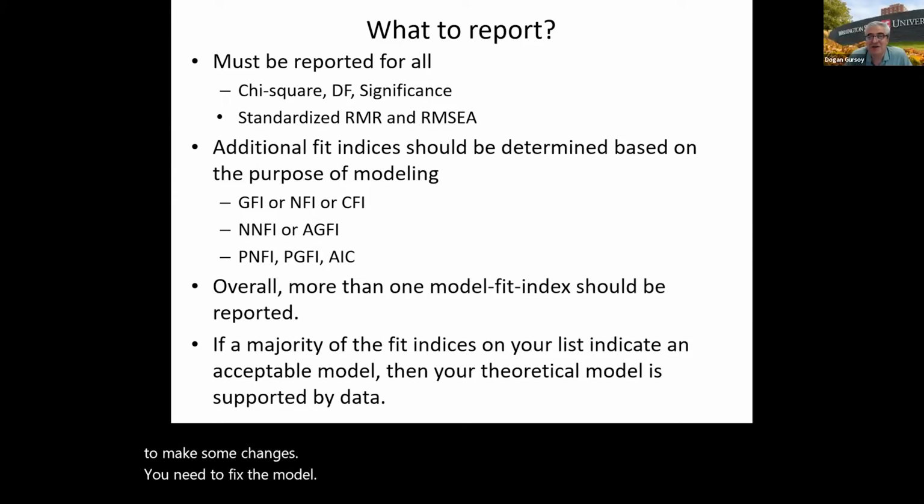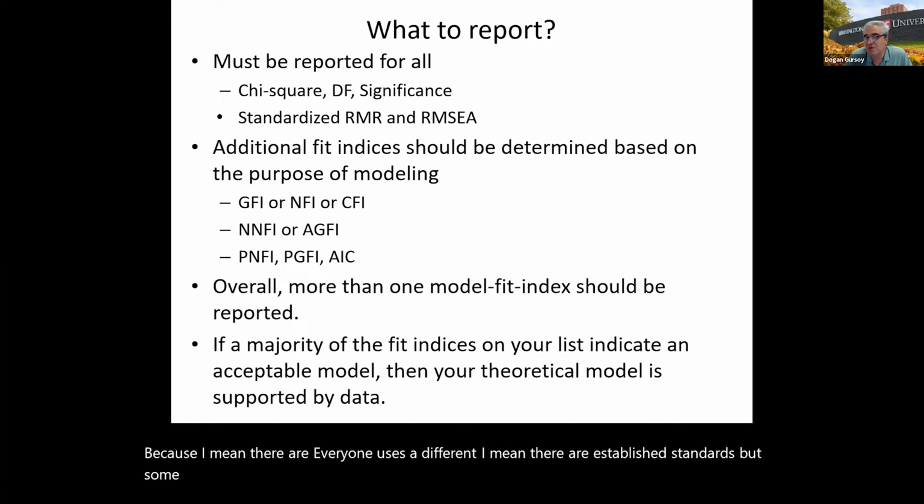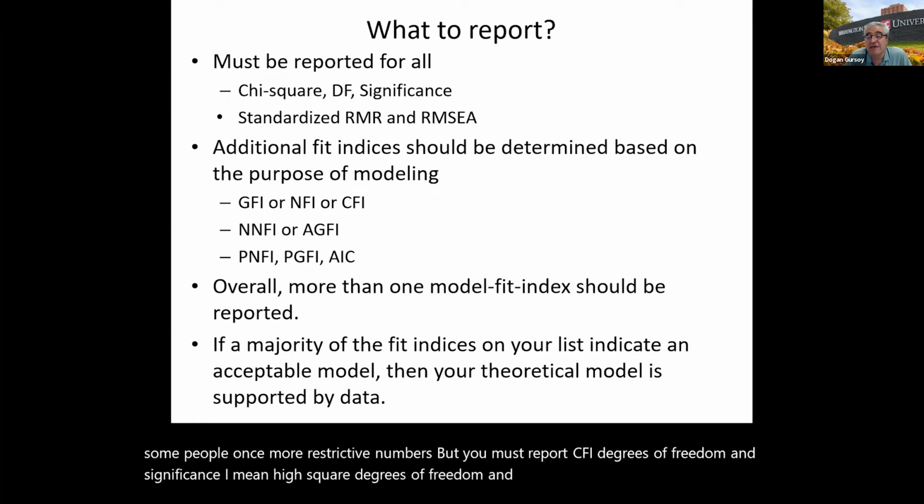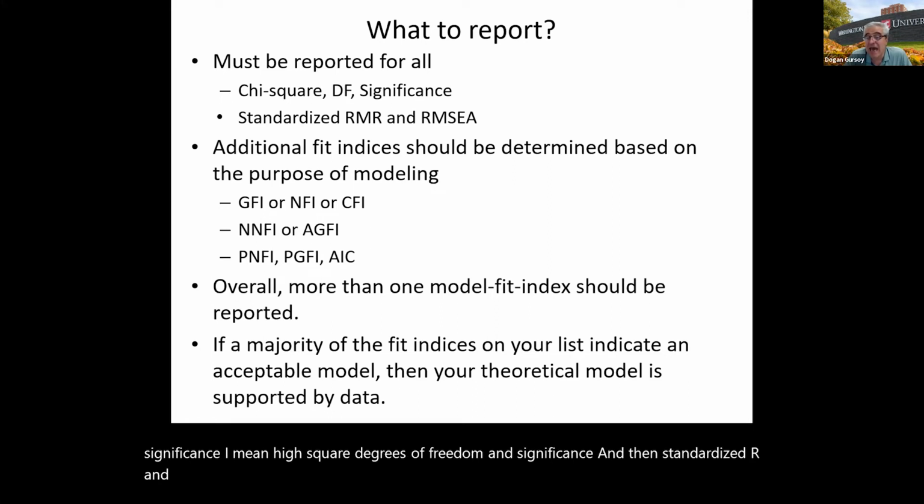Because everyone uses different standards. There are established standards, but some people want more restrictive numbers. But you must report chi-square, degrees of freedom and significance. And then standardized RMR and RMSEA, because they are very important, because they tell us what's going on with your data.